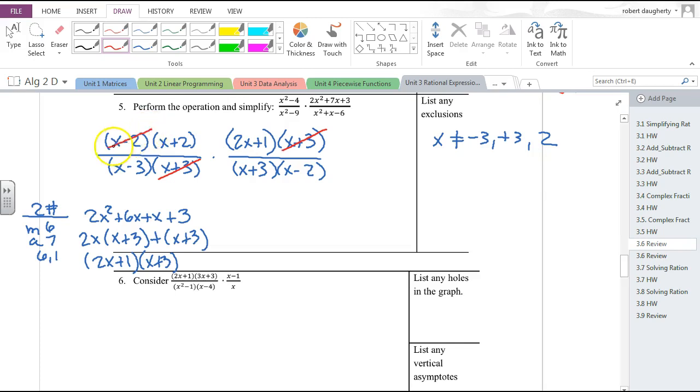So, sorry, one more. x minus 2 over x minus 2. That's why I take my time. That is 1 as well. That's it. So this is (x plus 2)(2x plus 1) divided by (x minus 3)(x plus 3). Okay. You could multiply those back out, but we don't need to. I mean, that's fine to leave your answer like this.